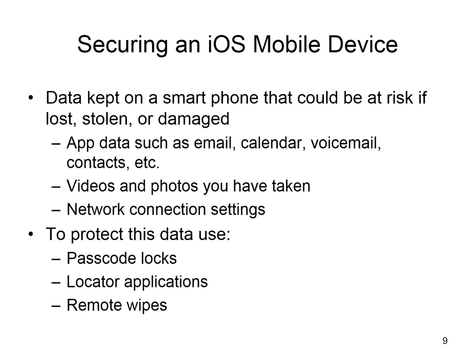Smartphones and tablets are with us everywhere, and most of us keep much personal and professional information on our smartphones. Here's a list of what might be stored on a smartphone and would be at risk if the phone is lost, stolen, or damaged: information such as your applications, emails, calendars, voicemail, contacts, videos and photos of your family, and network connection settings. To protect this data, consider using passcode locks, locator applications, and remote wipes, discussed in this part of the chapter.